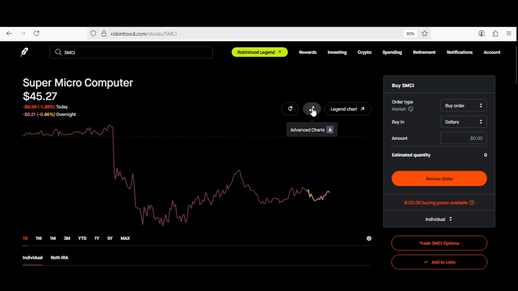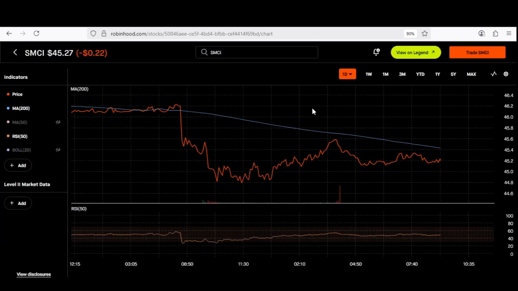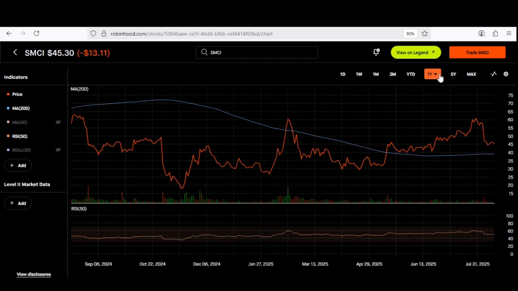Let's go to the advanced feature right here, and that's going to open up the Robinhood charts. Now, it depends on the time frame that you want to trade. Feel free to go ahead and choose whichever one here. I'm going to go ahead with the 1Y, which represents 1 year, because most of my options trade expirations are either going to be a year, 45 days, or 30 days.